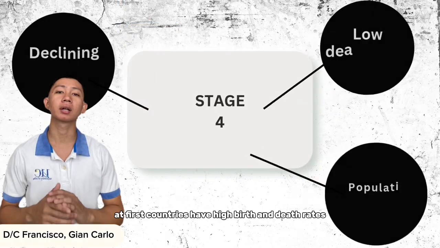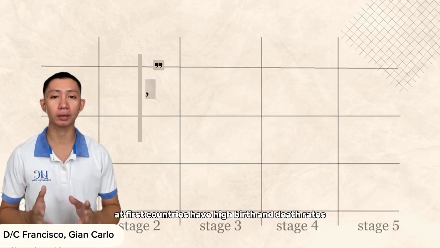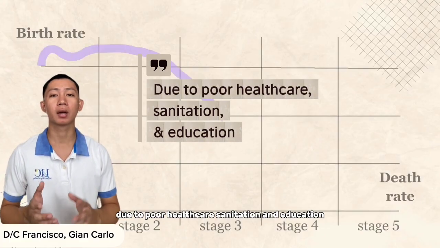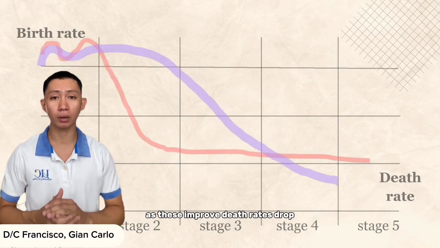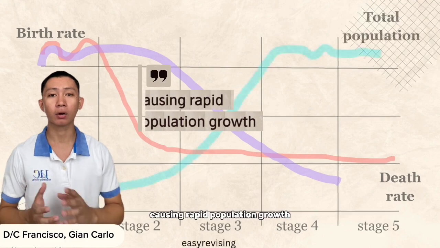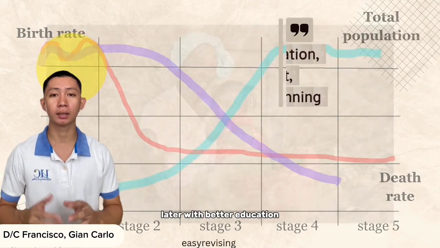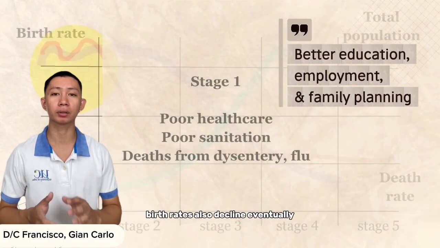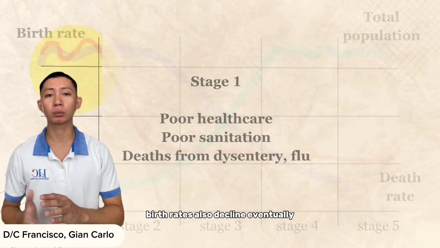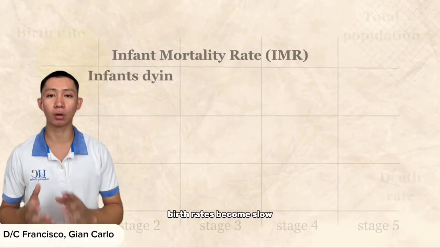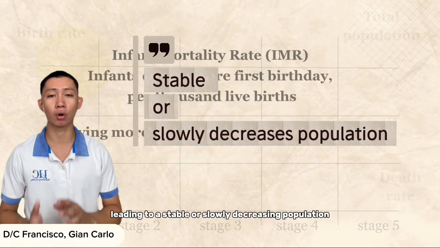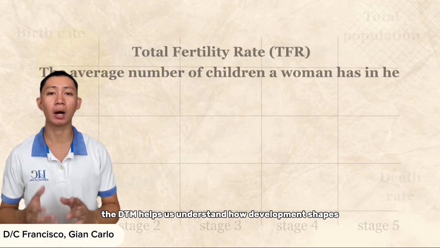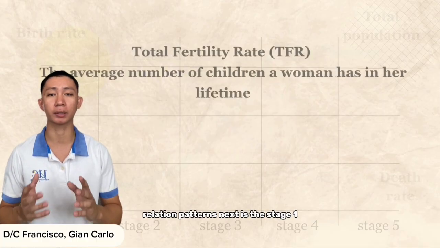At first, countries have high birth and death rates due to poor healthcare, sanitation, and education. As this improves, death rates drop while birth rates stay high, causing rapid population growth. Later, with better education, employment, and family planning, birth rates also decline. Eventually, both rates become low, leading to a stable or slowly decreasing population. The DTM helps us understand how development shapes population patterns.